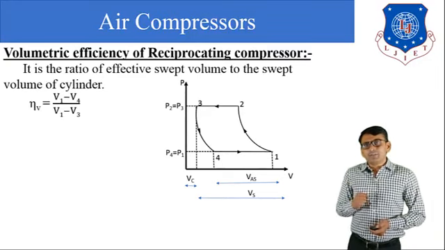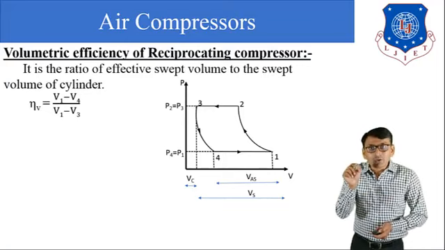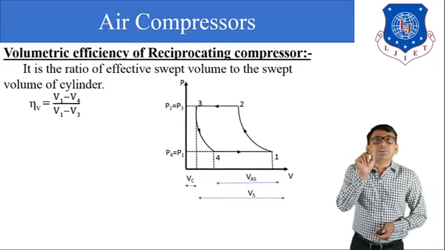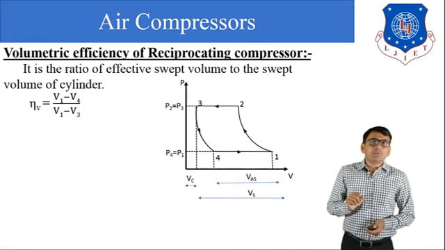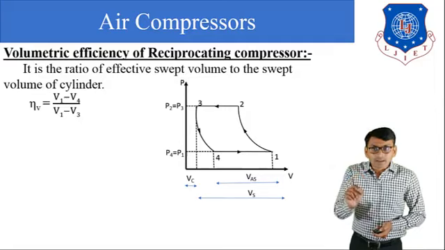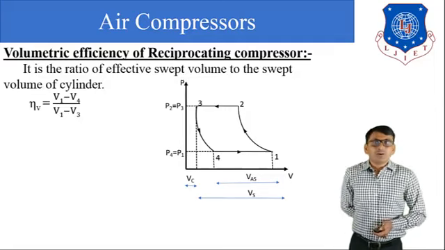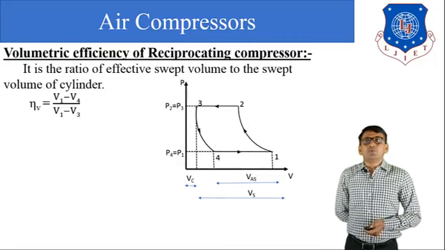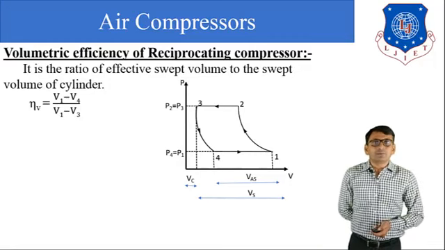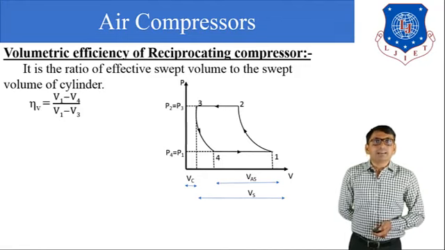Now in the PV diagram, what do you mean by V_AS? It is equal to V1 minus V4. And what do you mean by V_S? It is equal to V1 minus V3. So by putting these values, volumetric efficiency is equal to (V1 minus V4) divided by (V1 minus V3).